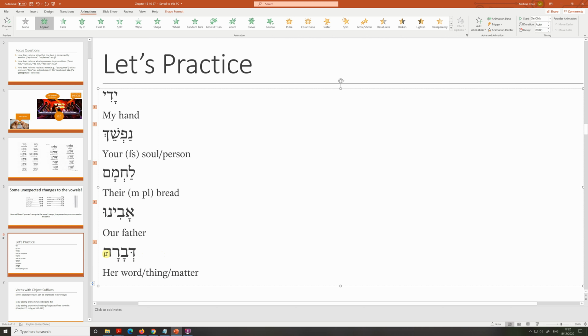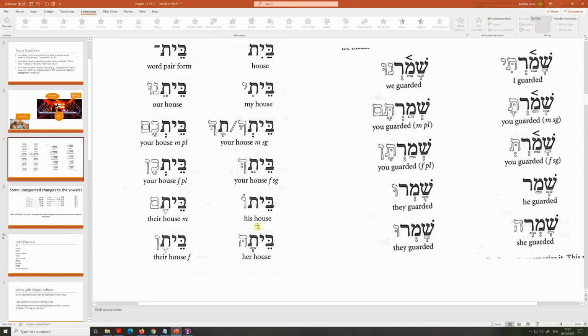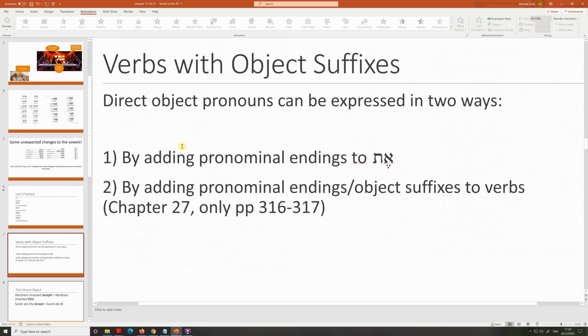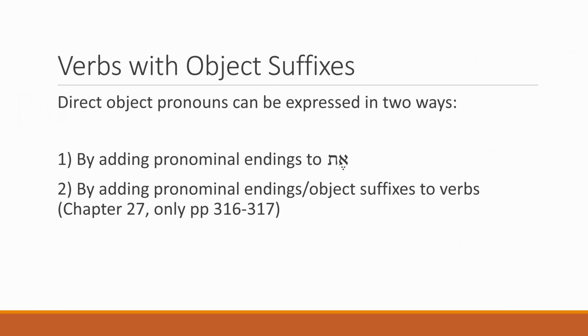Now, you can tell that this is a feminine singular possessive because of that dot in the hay. Remember that whenever you have the dot in the hay at the end, in this pronoun, it refers to her, so it's her house. It's the possessive form. Okay, let's shift gears now to talk about verbs with object suffixes.